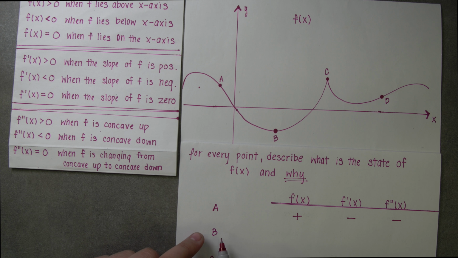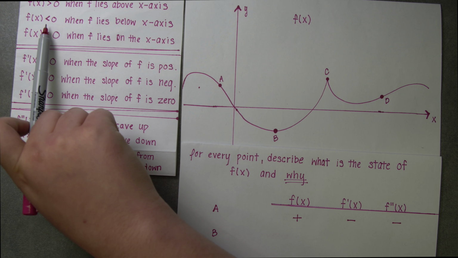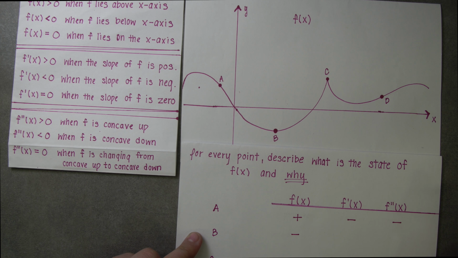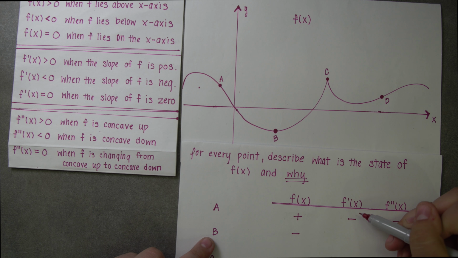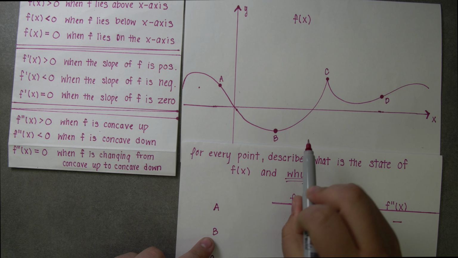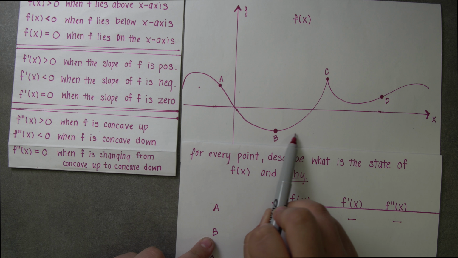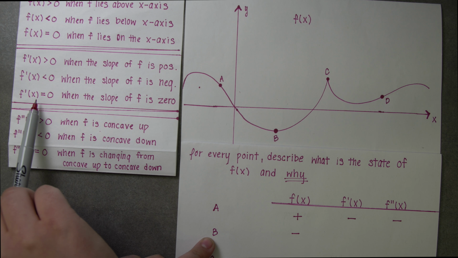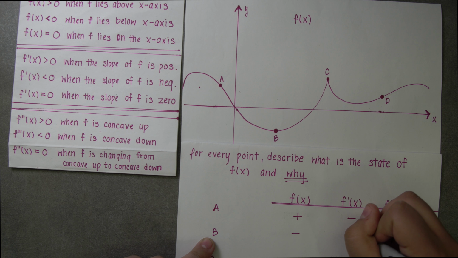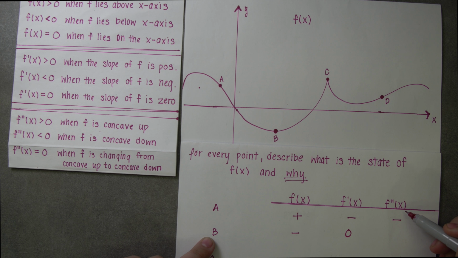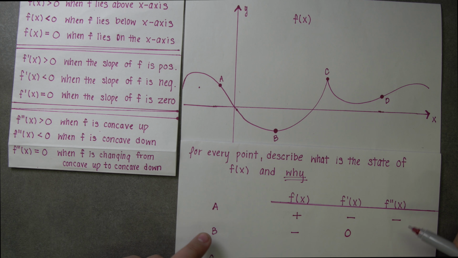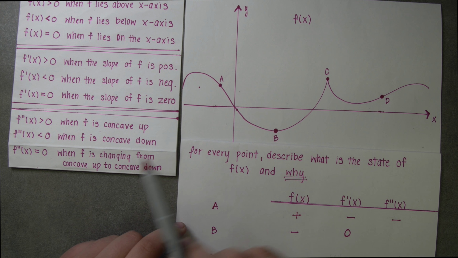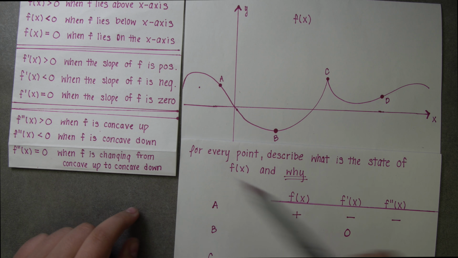Now for B, we know that it lies below the x-axis, so f of x has to be less than 0, so it has to be negative. Now, the value of f prime of x at B: here our slope is 0, because if you draw the tangent line, it's exactly straight, a horizontal tangent. So the slope is 0, and f prime of x is 0. And then for f double prime of x, we know that the graph is concave up. So in order to be concave up, f double prime of x has to be positive. So there you go.